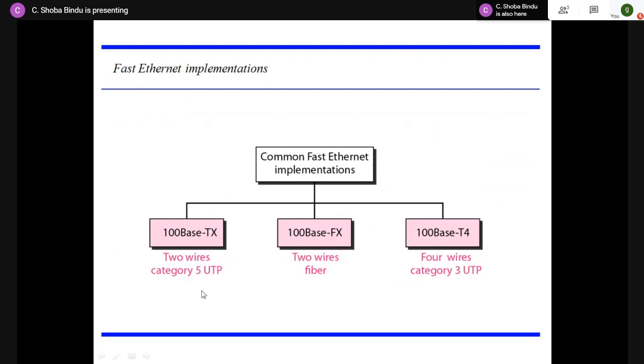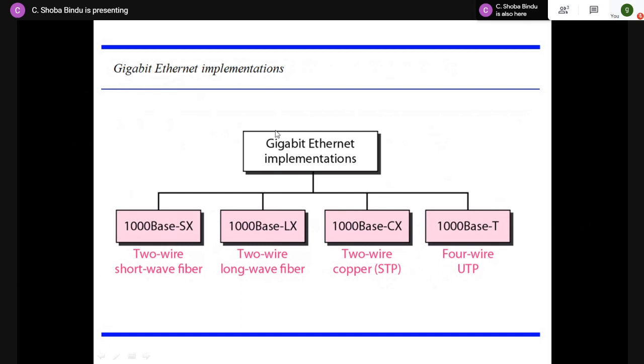So in category 5, we have more twists, and in category 3, you have fewer twists. So this offers us a better signal to noise ratio than category 3. So that is about the fast Ethernet implementation. And then moving on to the gigabit Ethernet.